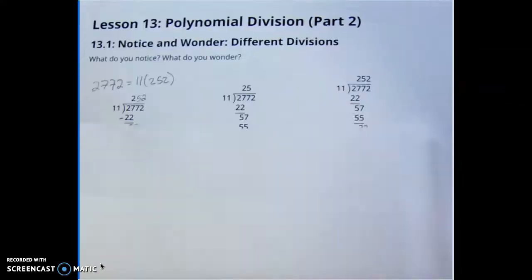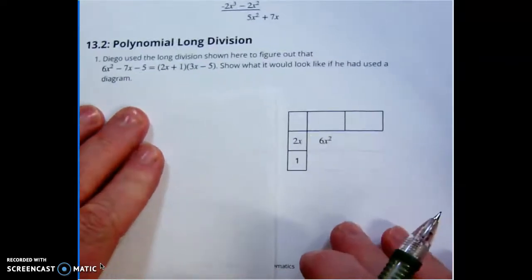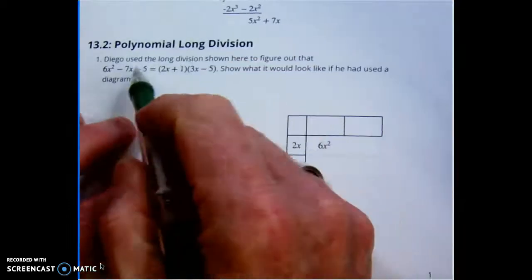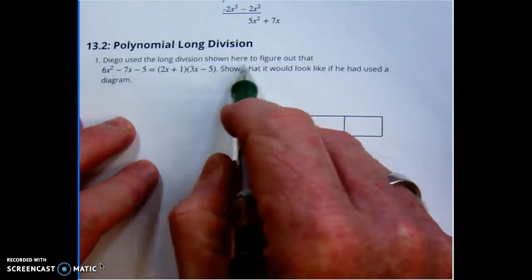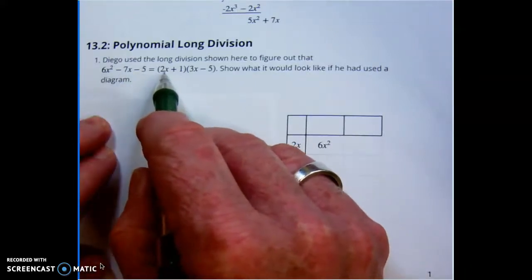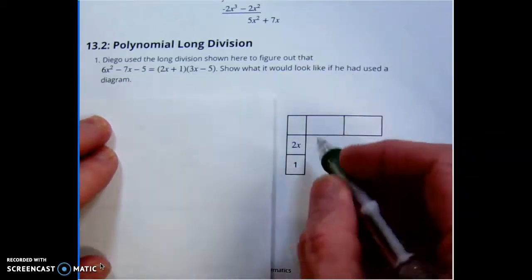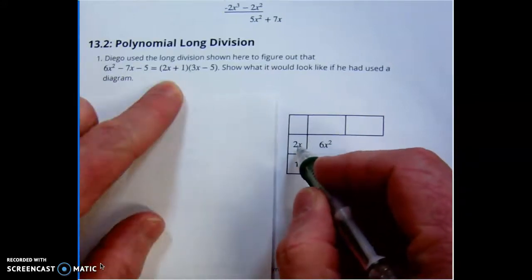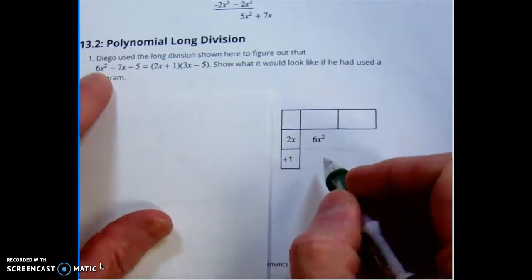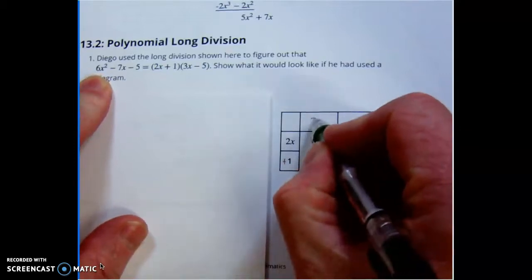We're going to start with one that we already know a little bit about down here at the bottom. We already know how to do this with the box method. It says Diego used long division shown here to figure out that 6x squared minus 7x minus 5 is 2x plus 1 times 3x minus 5. Show what it would look like if he'd used the diagram. So we put one of the factors down the side, 2x, and I like to put the plus 1. We put our first term in the first box, 6x squared. We'll divide that by 2x, so that leaves us with 3x.